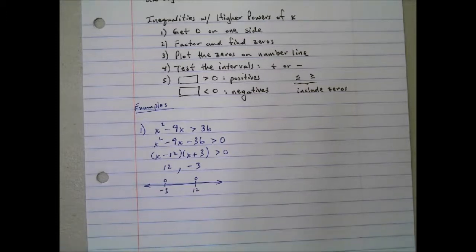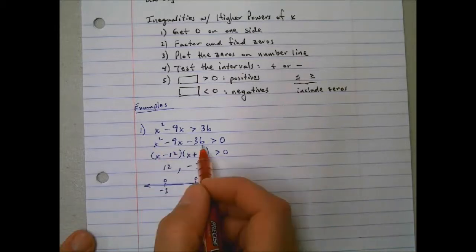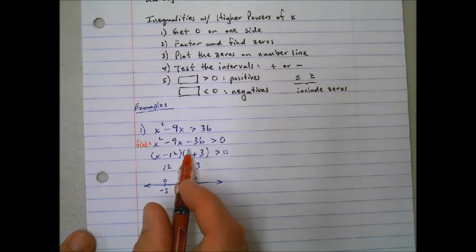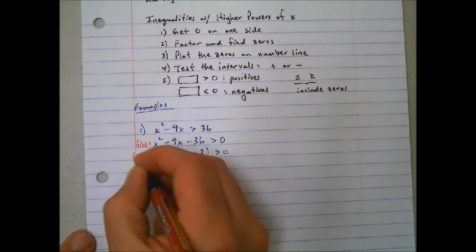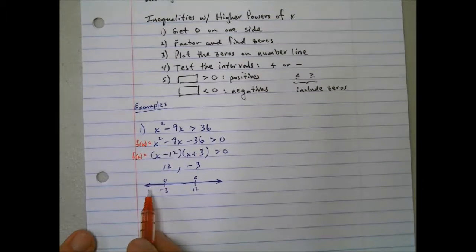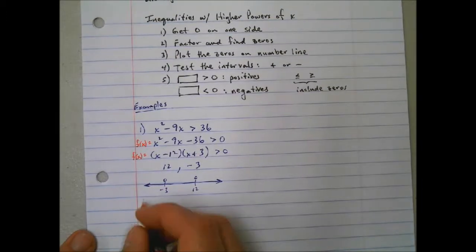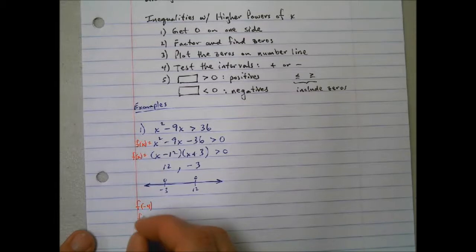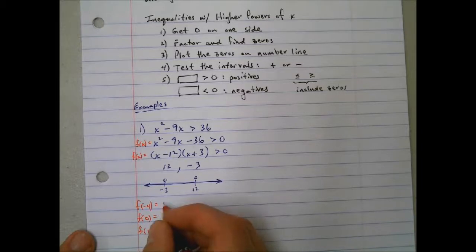Okay, we're now going to test the interval by plugging in numbers. Effectively, once we get 0 on the one side, we're thinking of the x squared minus 9x minus 36 as a function. So we could call that f of x. So we're going to plug in something to the left of negative 3. How about negative 4? Between negative 3 and 12, how about 0? And something to the right of 12. So how about 13?